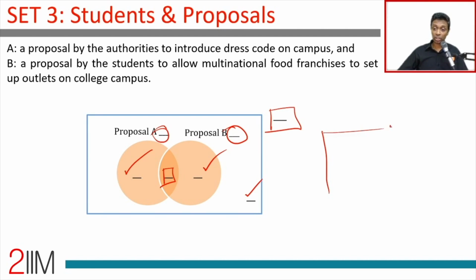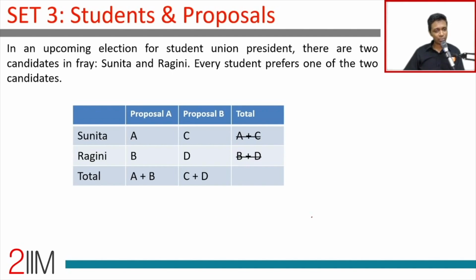I'm not going to put Sunita Ragini like this because there's no Sunita and Ragini. There's no neither Sunita nor Ragini. Every student votes for one of the two. Right? So this I'm going to capture like that. The other one I'm going to capture like this. So Sunita, Ragini: proposal A and Sunita, proposal B and Sunita, proposal A and Ragini, proposal B and Ragini.